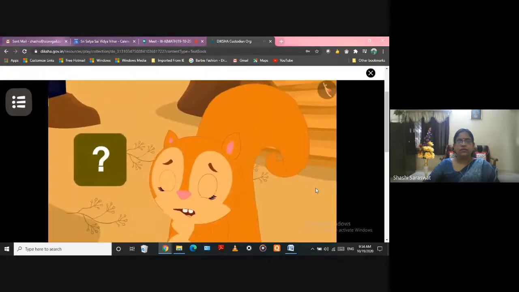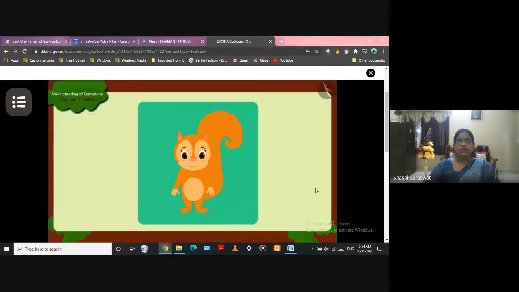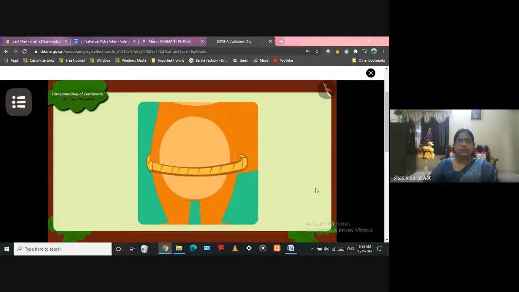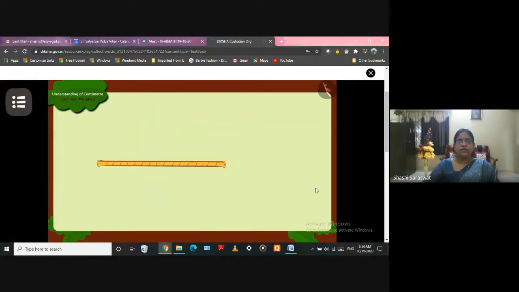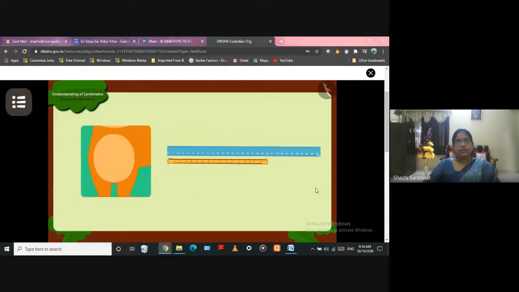Then, how do we do this? Suppose we have to measure the waist of Chanda. So we will first measure her waist with a rope. Then we will put that rope next to the ruler. What is the measurement of this rope? It is the right size of the waist of Chanda. In this way, how many centimeters is the correct measurement of Chanda's waist?